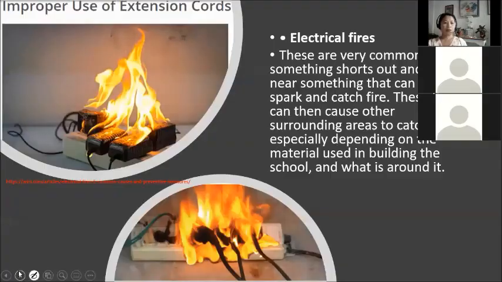Okay. Next, electrical fires. No? So these are very common when something shorts out and is near something that can easily spark and catch fire. So these fires can then cause other surrounding areas to catch fire, especially depending on the material used in the building and what is around it. So especially improper use of extension cords, extension wires.